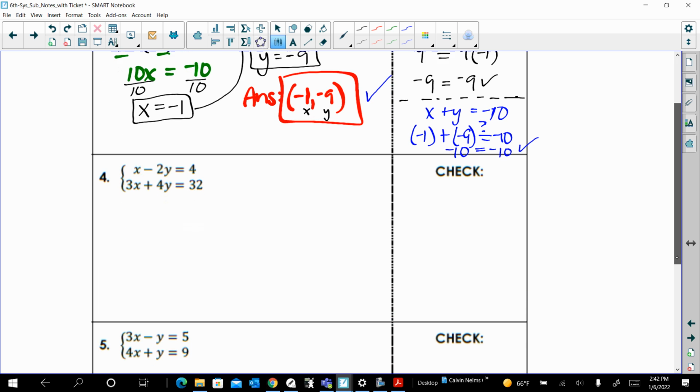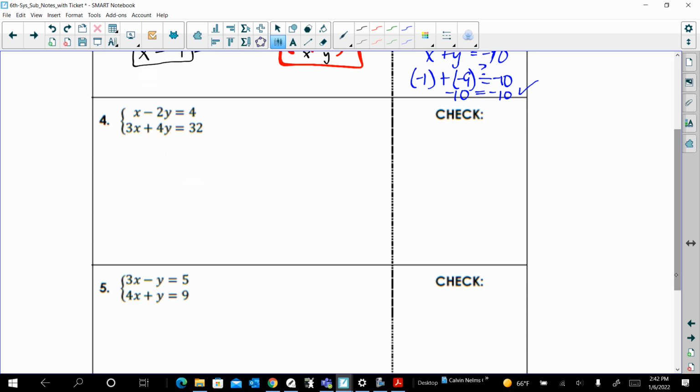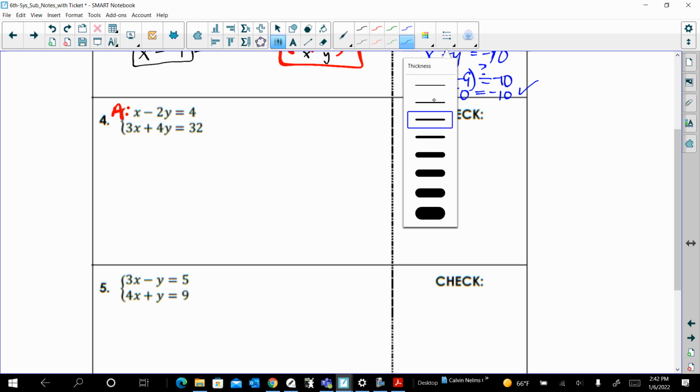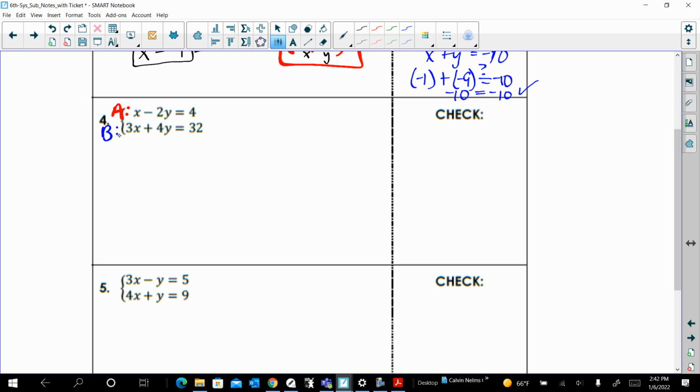All right. So on number 4, this is when we're going to have to determine which is the easier equation, either equation A, the first equation, or equation B, to isolate for a variable, because none of them have a variable by itself. So the key to this is to find a variable, that's a letter, without a number in front of it. And that will be the easier one to isolate. If I look, equation A is the easier one because the x does not have a coefficient. So I'm going to change this to get this x by itself, which I have x minus 2y equals 4.